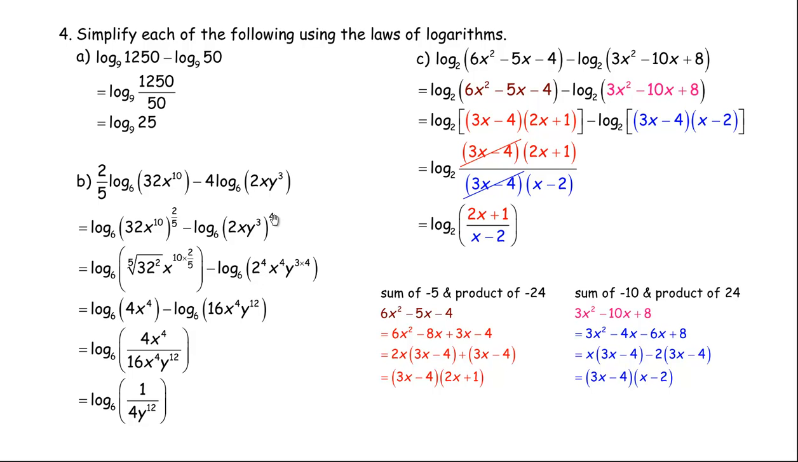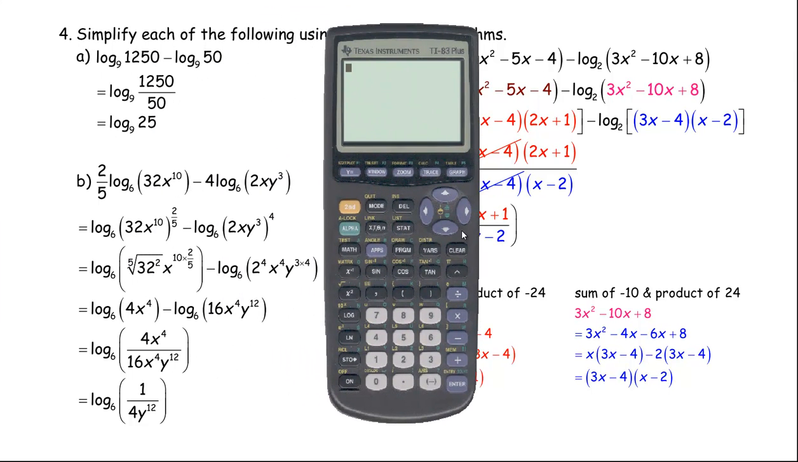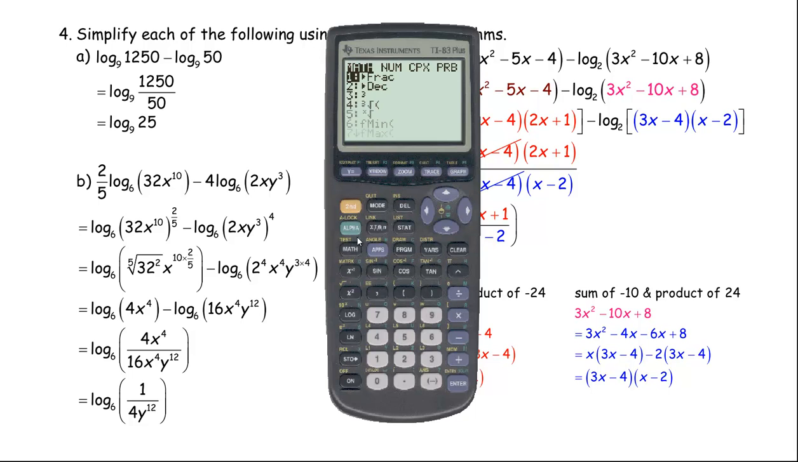The x raised to the power of 4 is x to the 4th. And with the power of a power rule, y cubed to the power of 4, we multiply the 3 and the 4. So the 5th root of 32 is 2. And if you're not sure about that, again, we could go back to the calculator. You need to find this guy here in your calculator.